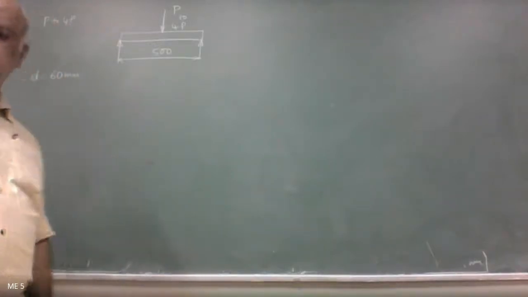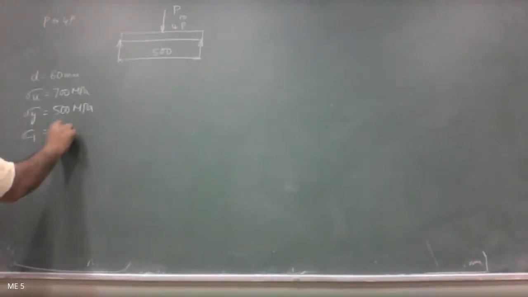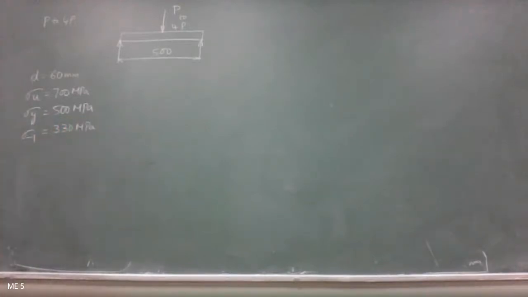Taking for the beam material an ultimate stress of 700 megapascal, that is sigma u is equal to 700 megapascal. Yield stress of 500 megapascal, sigma y is equal to 500 megapascal, and endurance limit stress of 330 megapascal, and factor of safety n is equal to 1.3. Calculate the maximum load P. Take size factor B is equal to 0.85, surface finish factor C is equal to 0.9, fatigue stress concentration KFT is equal to 1. Since it does not talk about load factor, we take it as 1. We need to find the value of P.